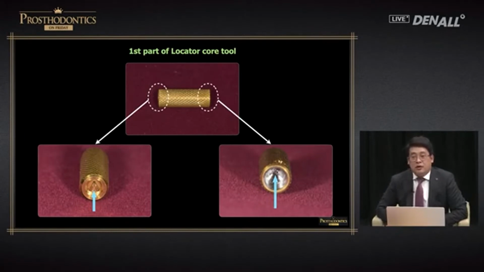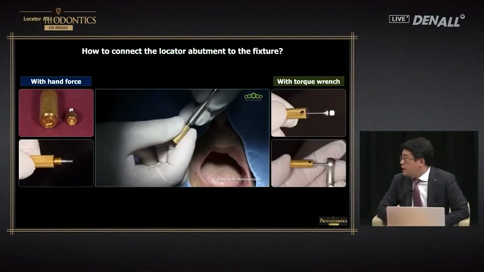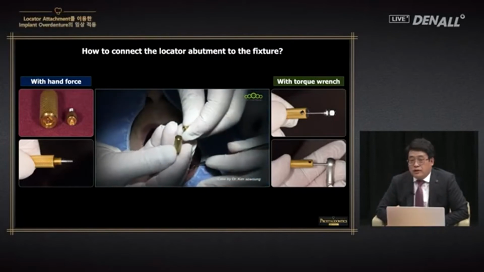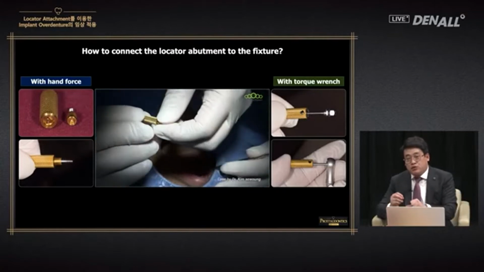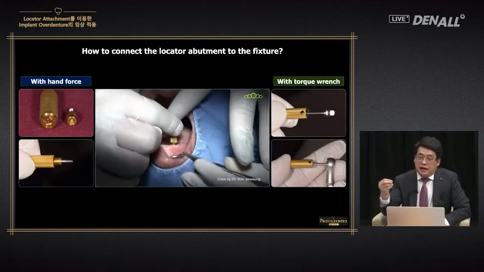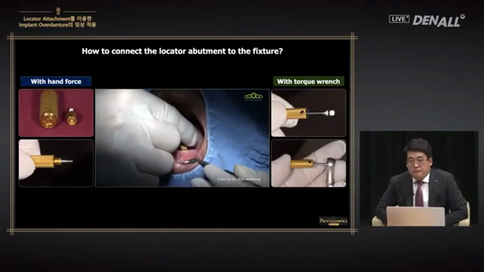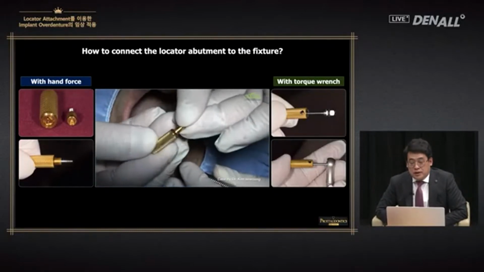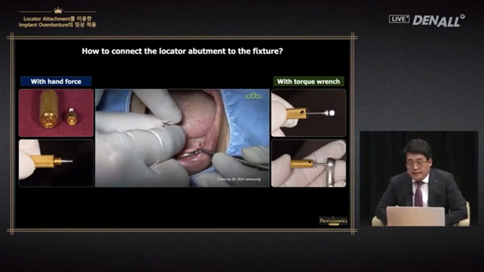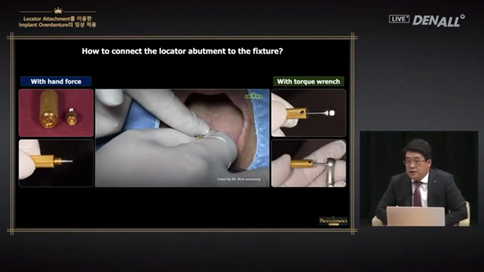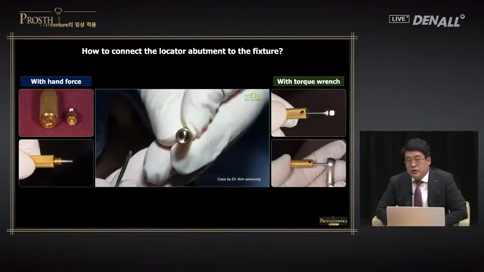Choose the appropriate locator attachment, and using the first piece, you can connect it with your hand. You can see the video. It is not fully bound. Therefore, when you move it to the oral cavity, you need to be careful so that it does not fall off. You need to connect using your hand first, and after that, when you give torque value, as I mentioned earlier, there's a hex hole on the other side. You need to connect the hex driver to that hole and tighten by 30 Newton centimeters.